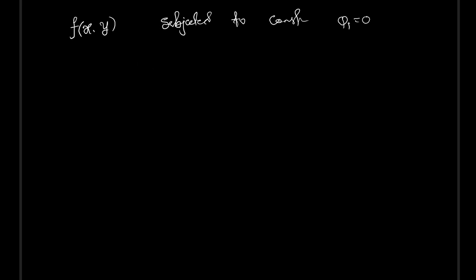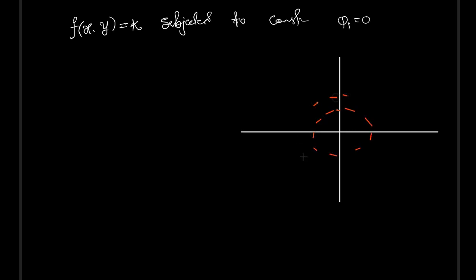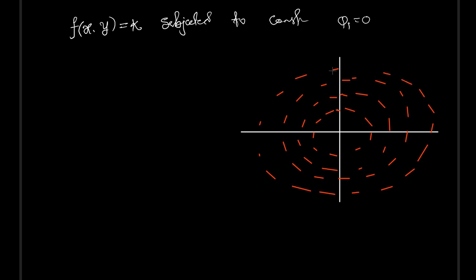So the basic idea here is we need to see the level curves of the function. Level curves means you equate it to a constant, and on an xy plane, you draw the level curves. The level curves may be circles or maybe rectangles. It depends on the graph. So you draw the level curves of the function.